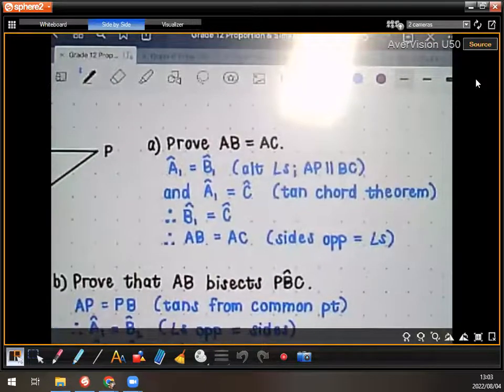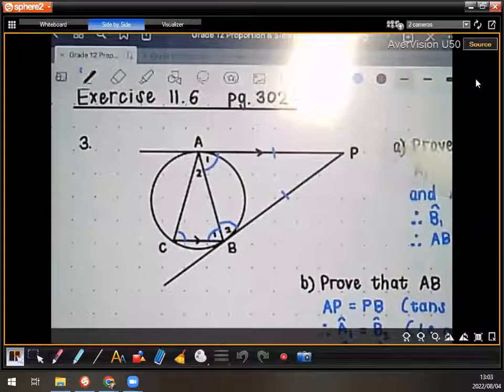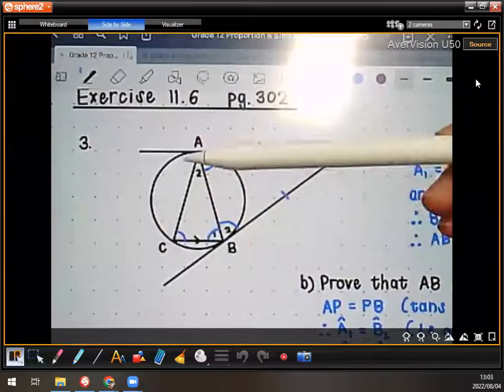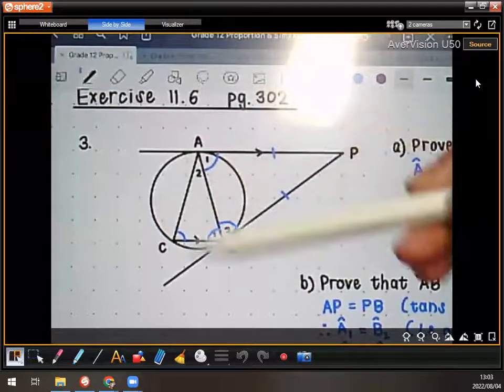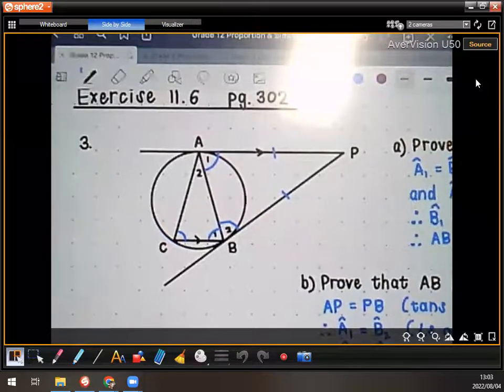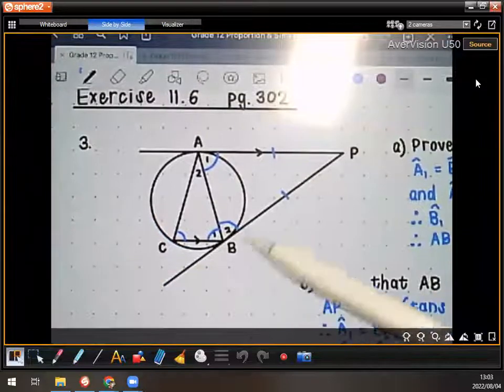Oh, and now I'm thinking there was an easier way to do B. But anyway, okay, that's fine. So they wanted you to prove that that line was equal to that line. Now, guys, normally in a triangle, if they want you to prove that two sides are equal, you need to prove that the two angles opposite those sides are equal. Right?